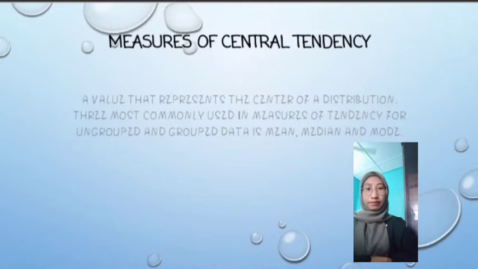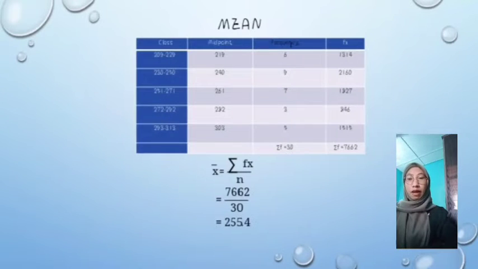Measure of central tendency. A measure of central tendency is a value that represents the center of a distribution. Most commonly used in the measure of central tendency for grouped data are the mean, median, and mode. The mean is sum of fx over n, so we get 7662 over 30. The answer is 255.4.